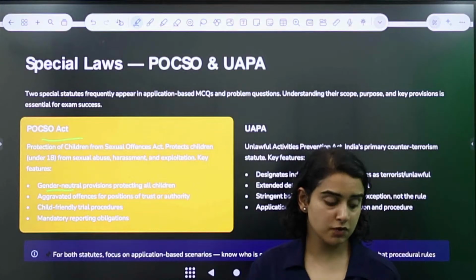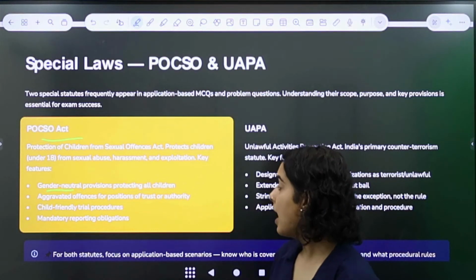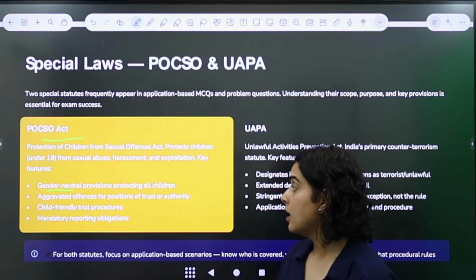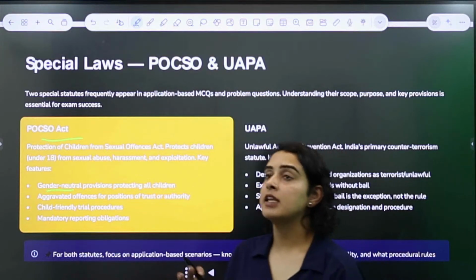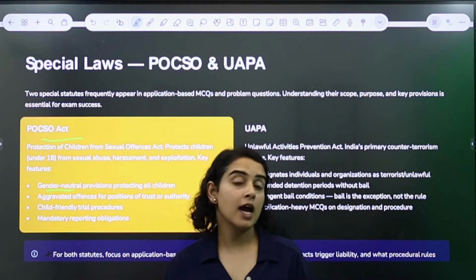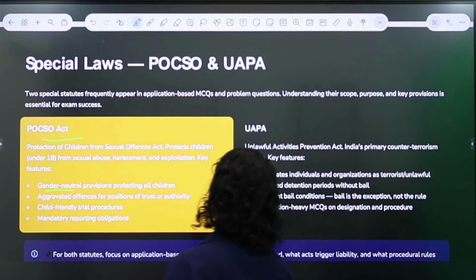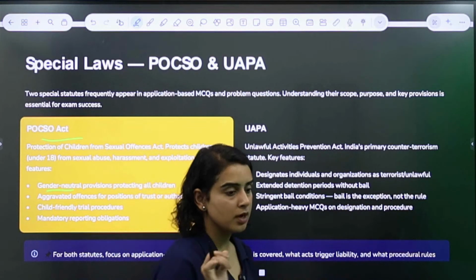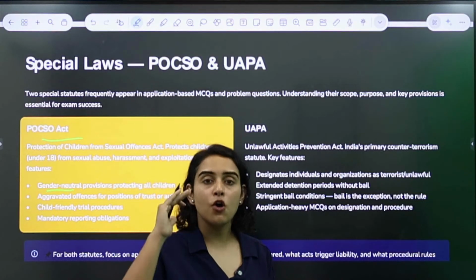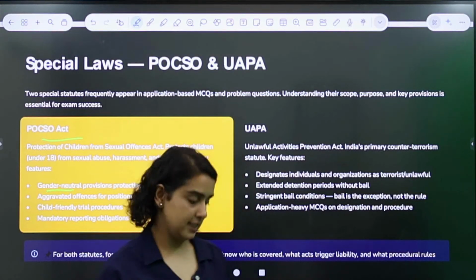It is inclusive of all the genders, and it is child friendly, and there are different codes for the same, and the punishments are really, really big under this law. It is just to prevent any sexual abuse, sexual harassment of children below the age of 18.